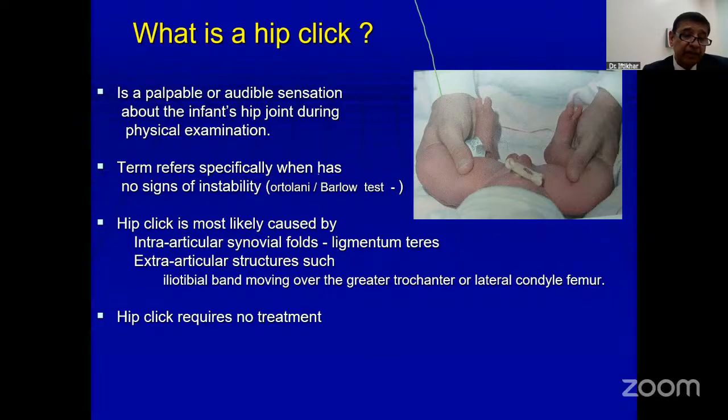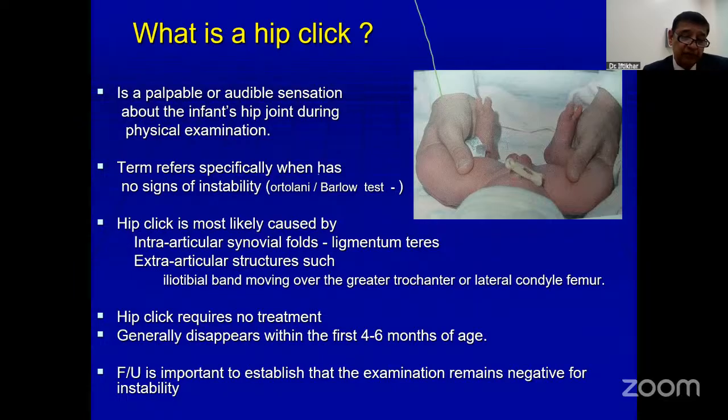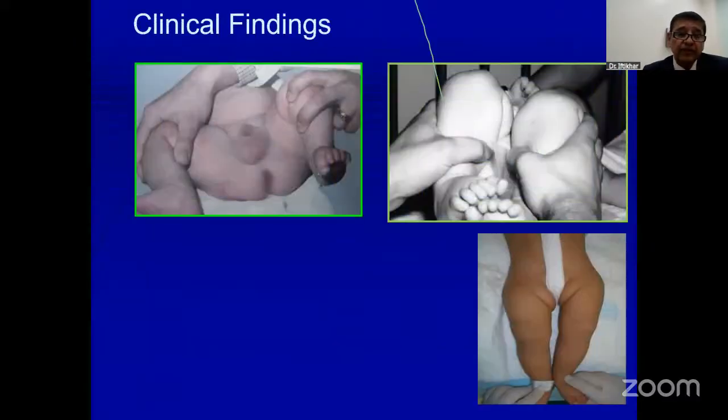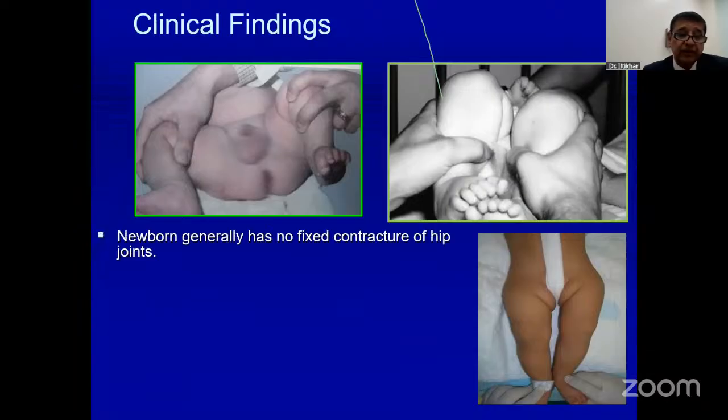Now, does the hip click require treatment? Well, it generally disappears within 4 to 6 months of age. But one has to follow up these children so that you establish that the examination remains negative for instability. Now, there are certain findings clinically you can see in the children. For example, you will normally see good abduction of both hips, equal and symmetrical, and no contractures of the hips in younger children. Sometimes you will see both legs are not the same.